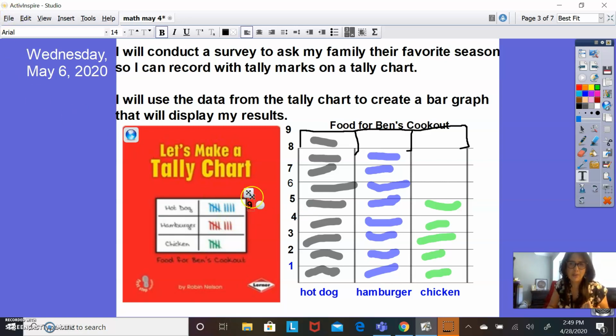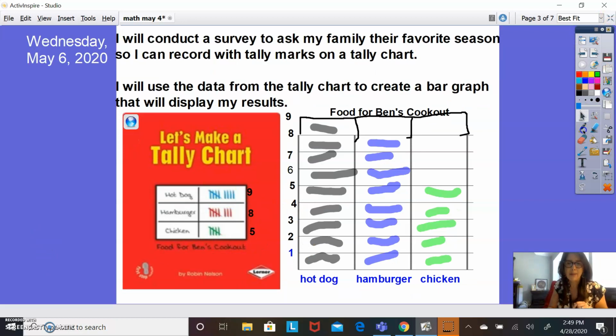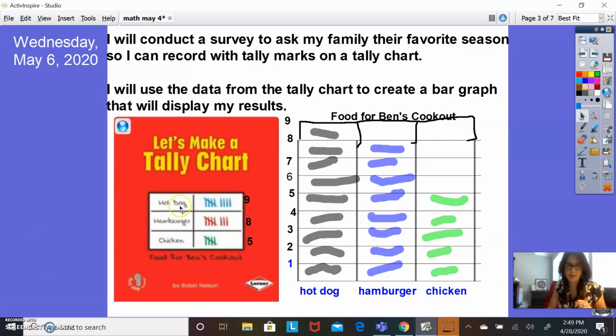Here we know this for the hamburgers is 8. And then for the chicken is 5. So then you can interpret this by knowing, if I look at this tally chart, I can tell just by looking at it that most people wanted hot dogs. The least amount of people wanted chicken.